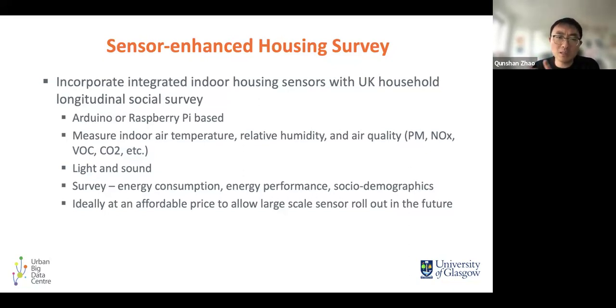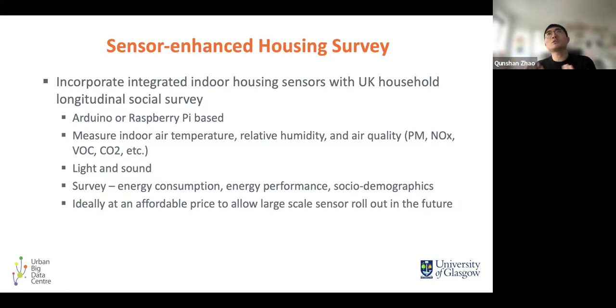But the sensor itself is straightforward. We use the Raspberry Pi, which is quite widely used open source hardware, or Arduino, and based on those hardware, we measure the indoor air temperature, relative humidity, and some air quality measures like PM sensors, NOx, VOC, and also CO2, carbon dioxide. We also have light and sound sensors, but they are less useful, I would say, in our analysis. But we do have a survey as well in terms of energy consumption, performance, and also their social demographics.